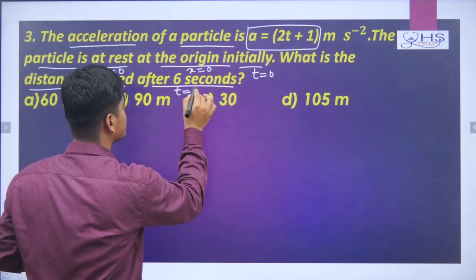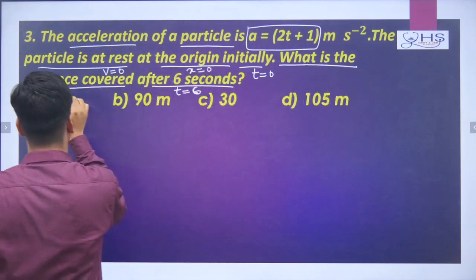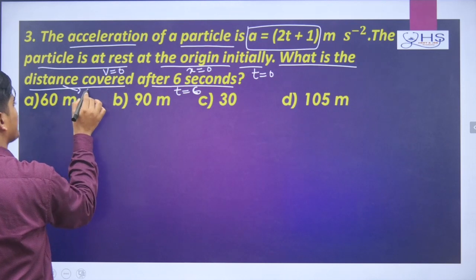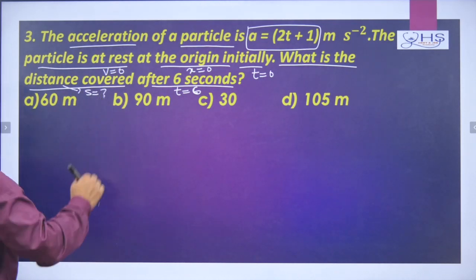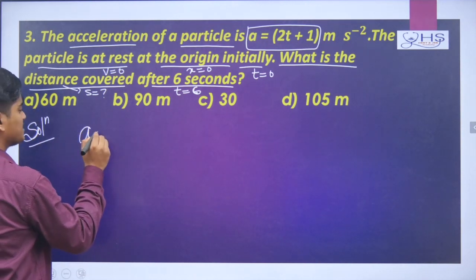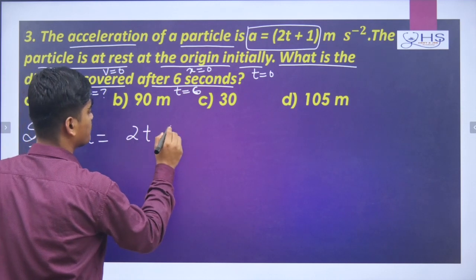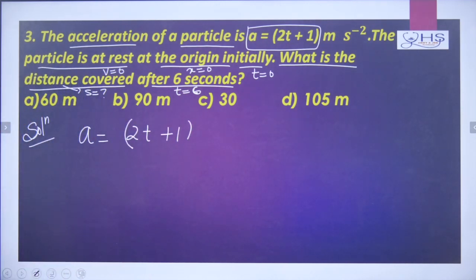So here t is given as 6, and they are asking for the distance covered, that is s. Some options are given. Now first you take the acceleration. So acceleration is 2t plus 1. Okay, so this is the acceleration given.